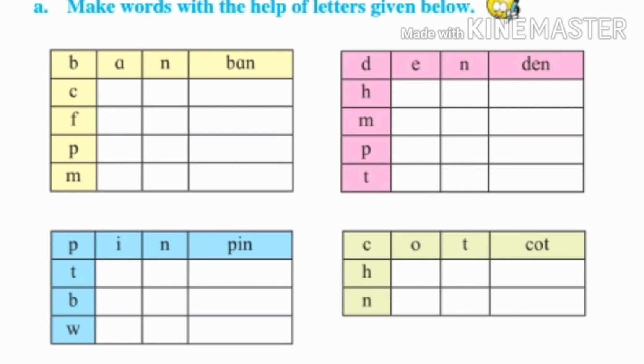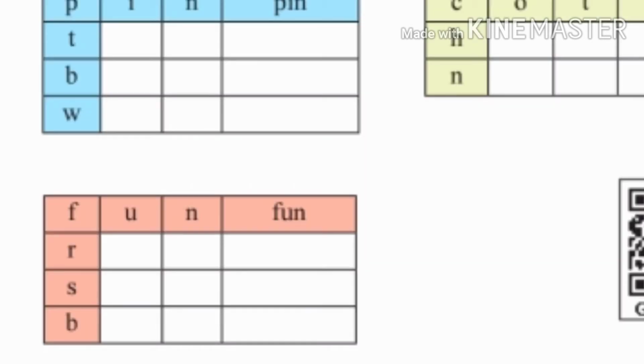Now come to the fourth box. In this box also one example is already done here. You can see in this box COT, cot. In this word OT, these two letters are used after C and we get the word cot. In the same way we can use OT, these two letters, after the remaining letters, means after H, after N, and we get hot, not.